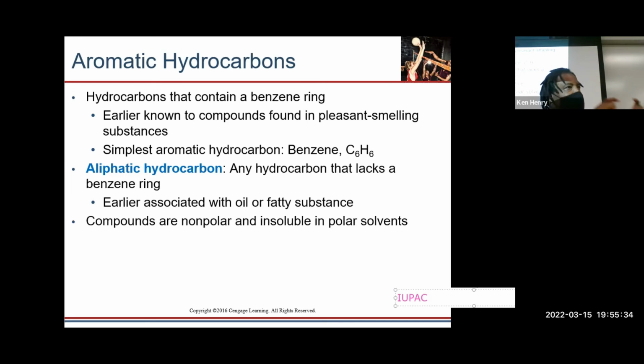Aromatic hydrocarbons have a benzene ring, right? And they're going to start off with that benzene ring. Aliphatic hydrocarbons are what we've talked about prior. Those are going to be your long individual chains, or simple ring structures that don't have three alternating double bonds in them. These are also going to be nonpolar in most cases, and they're going to be insoluble in polar solutions, like water. So often we'll have to put them in oil to get them to resuspend. Okay.